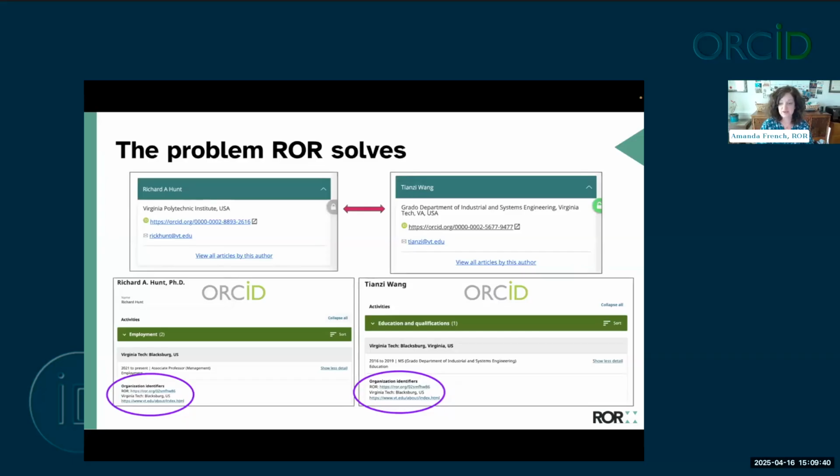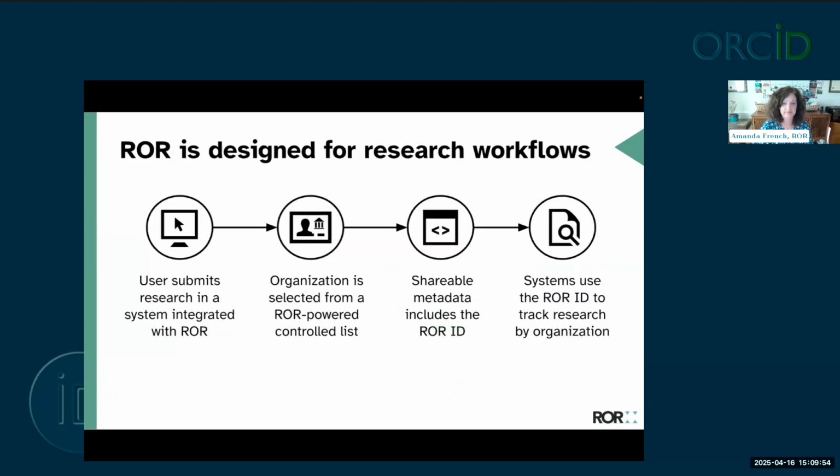So in ORCID, as you can see here, we know that both of these authors are affiliated with the exact same university because the ROR ID for Virginia Tech is a reliable, unique identifier for that organization. This is typically how ROR works.